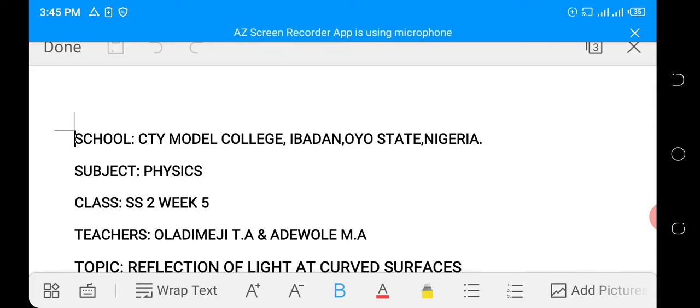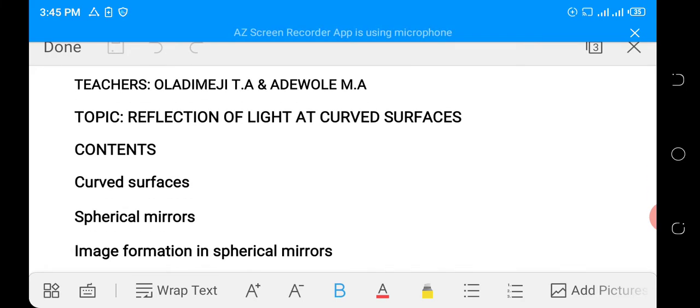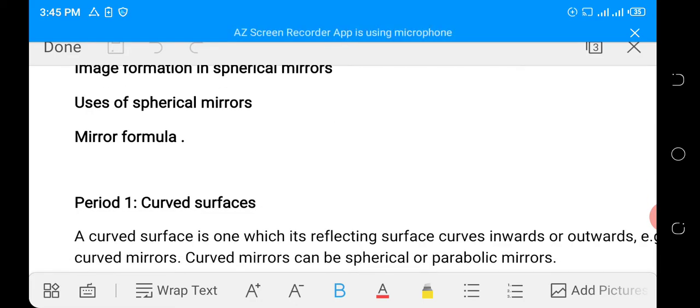And for this 5th week, the topic of discussion is going to be reflection of light at curved surfaces. Under this topic, we shall consider the following subtopics: curved surfaces, spherical mirrors, image formation in spherical mirrors, uses of spherical mirrors, and mirror formula. So let's start with the first period of this week, which is period 1, curved surfaces.